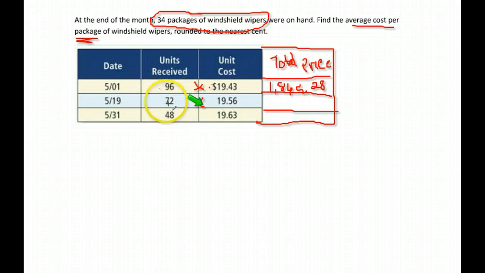What's the price of the next order? 72 items times $19.56 each. We get $1,408.32. And our final order was on the 31st. We ordered 48 items and they were $19.63 each. Multiply and we get $942.24. Okay, so those are our total prices for our orders.